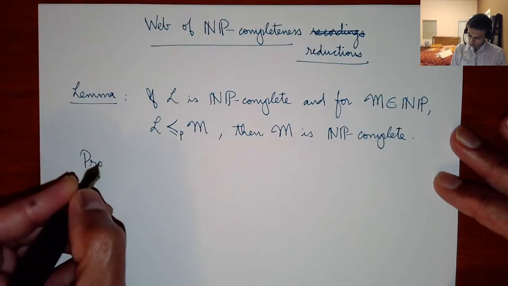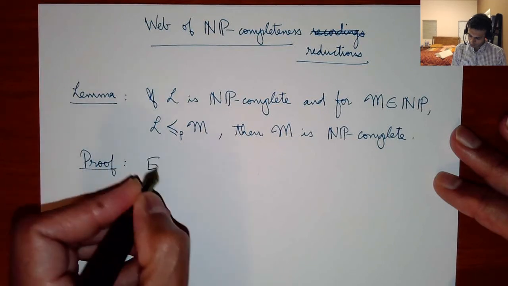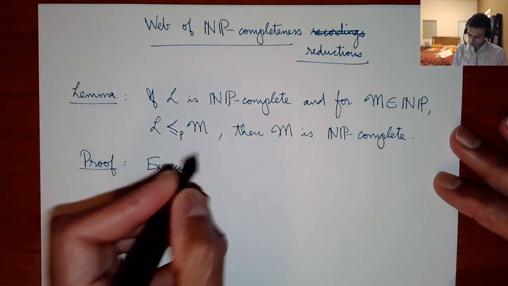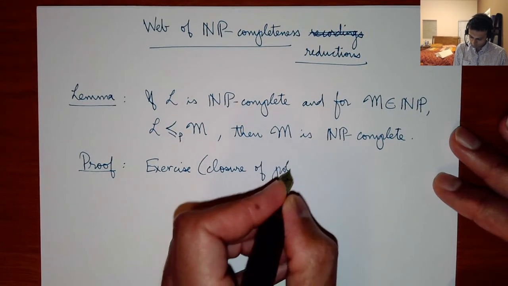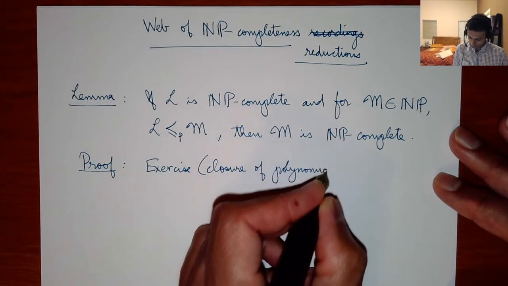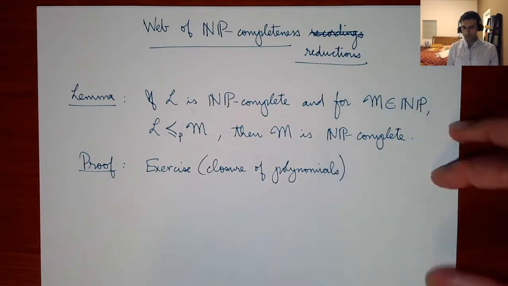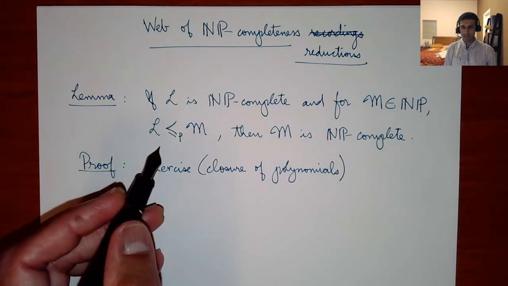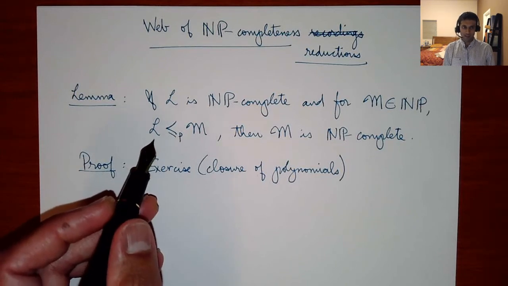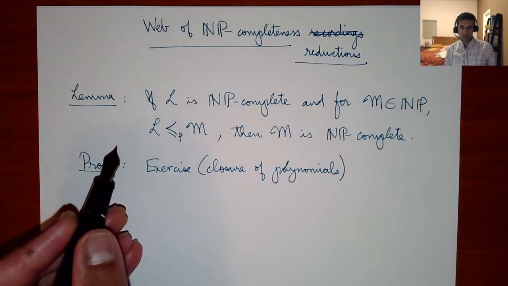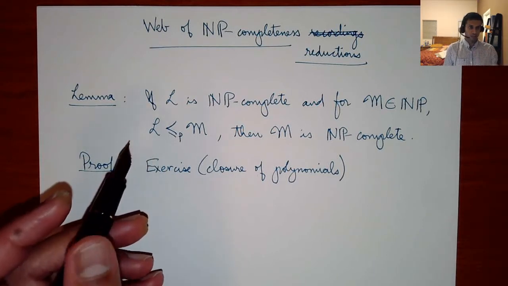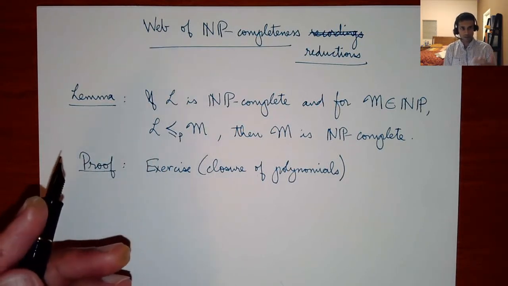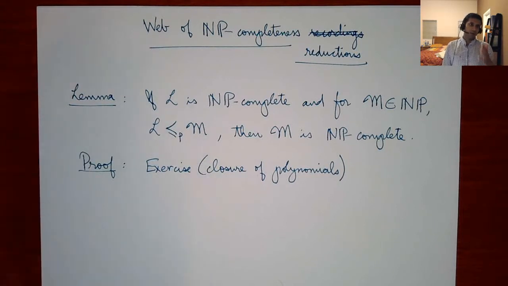And I leave the proof as an exercise, and you'll see that the closure of polynomials is crucial. Because basically it says that if L is NP-complete, you can reduce any language in NP to L, and then you can just chain the reductions together, and that chaining will again be an efficient reduction, because the running time will be a polynomial of a polynomial.